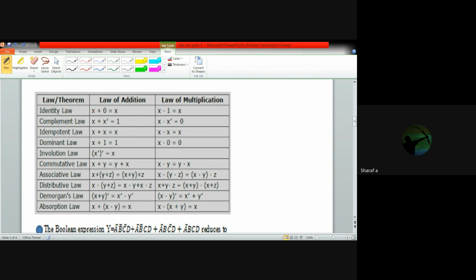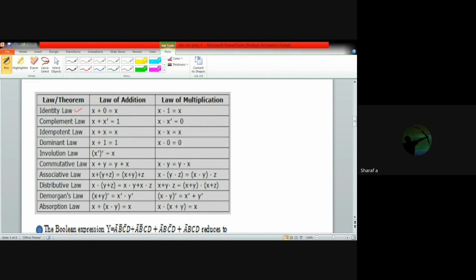So this is the first one, identity law. You don't have to remember these names; that is not that important from the exam point of view. You just need to know the output of each of these laws. In the identity law, you see the law of addition and the law of multiplication, which means if you are using an OR gate, what will be the output, and if you are using an AND gate, what will be the output?